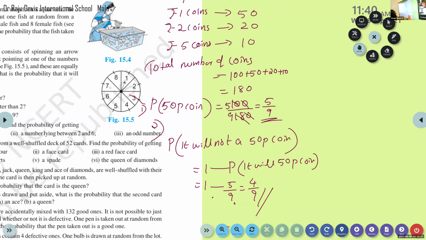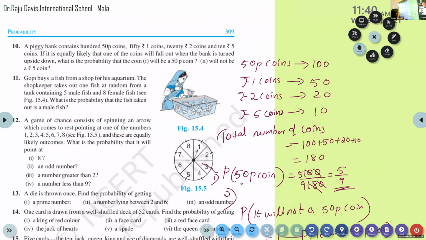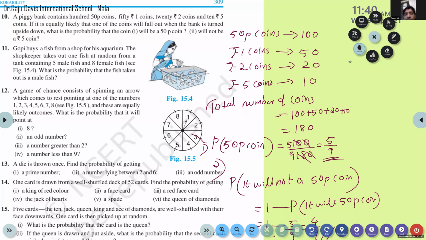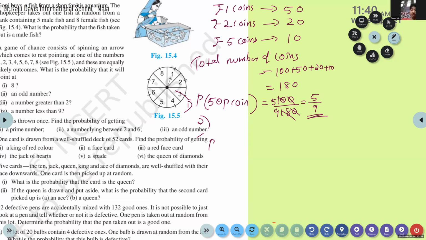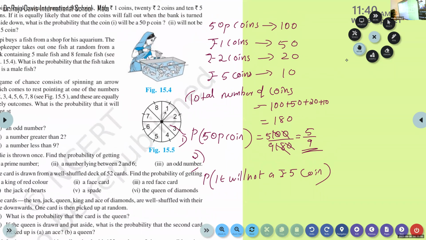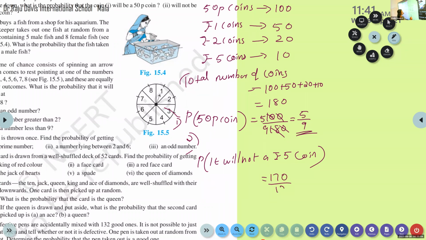Question: what is the probability that it will not be a rupees 5 coin? Sorry, I thought it was 50. So how many remaining coins? 170, because only 10 coins are 5 rupee coins. So 170 by 180, which is 17 by 18. If the question is it will not be a 50 paise coin, we do 1 minus 5 by 9, then it is 4 by 9. Okay.